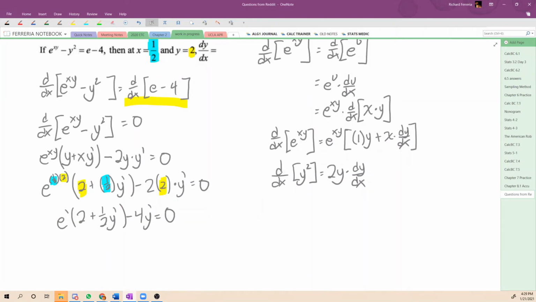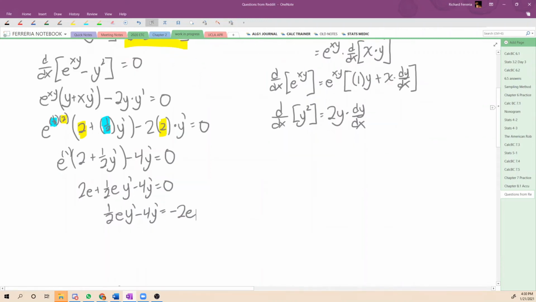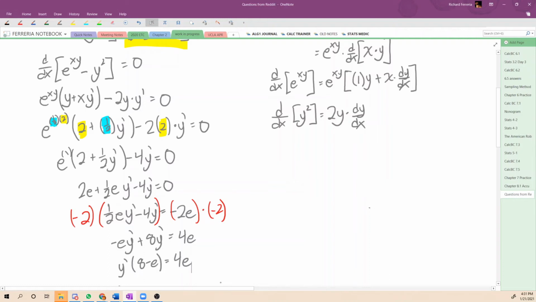Do all the multiplication first. I notice that y prime appears on the left side twice, so I'm going to group those together. But first I have to distribute that e. Let's move the 2e over to the right side. Factor out the y prime on the left side. Actually, no, let's multiply the left and right side by negative 2. Then we're going to factor on the left side, factor out that y prime. And then finally, we'll divide both sides by 8 minus e. So that gets me to 4e over 8 minus e.